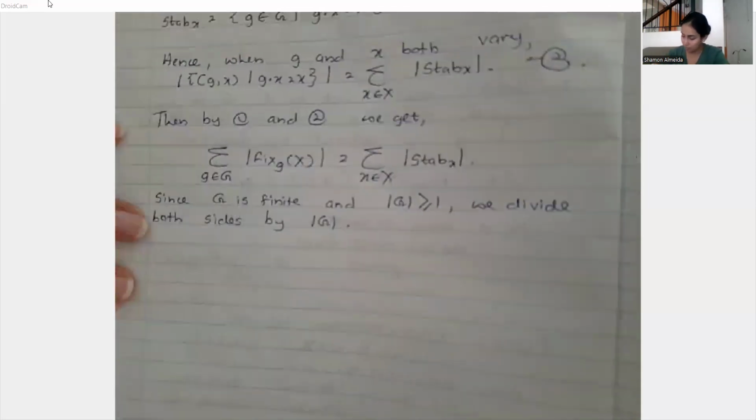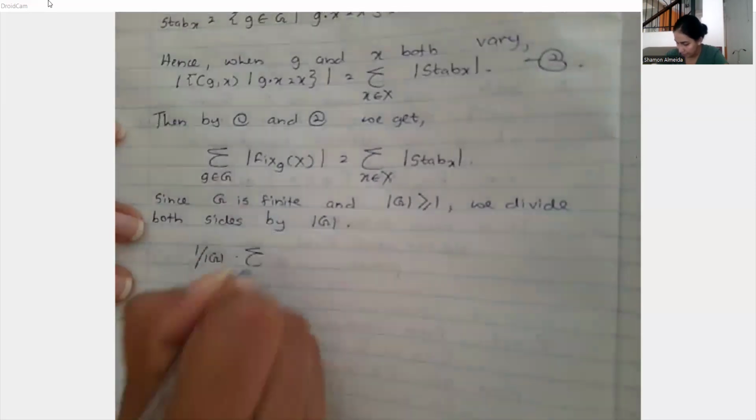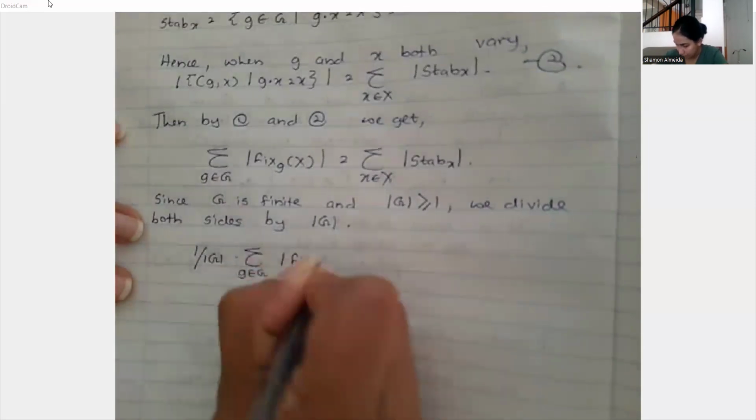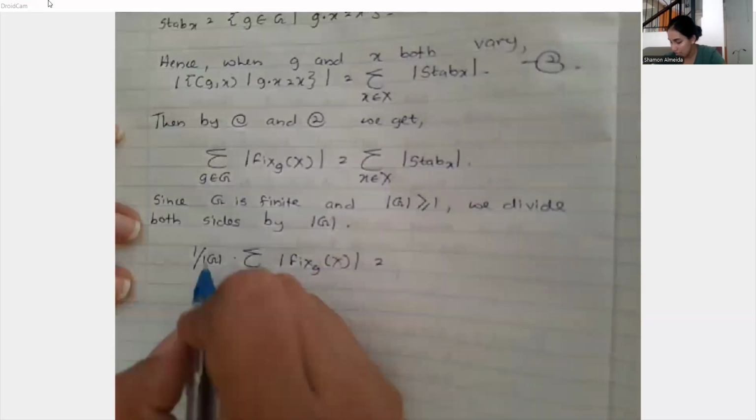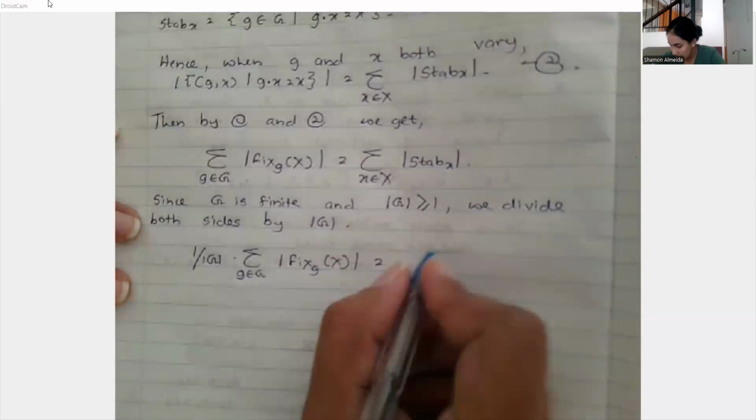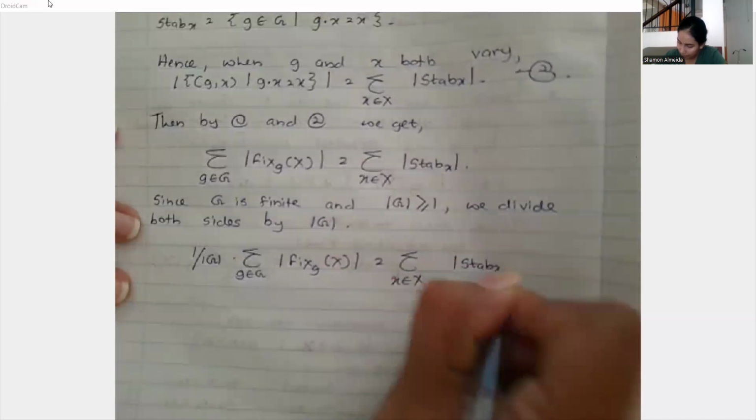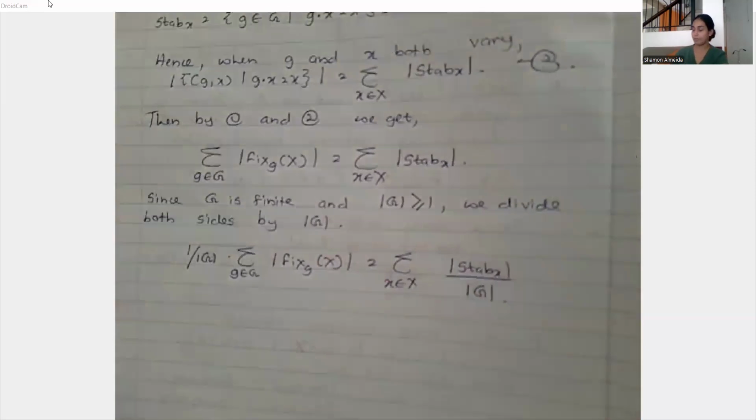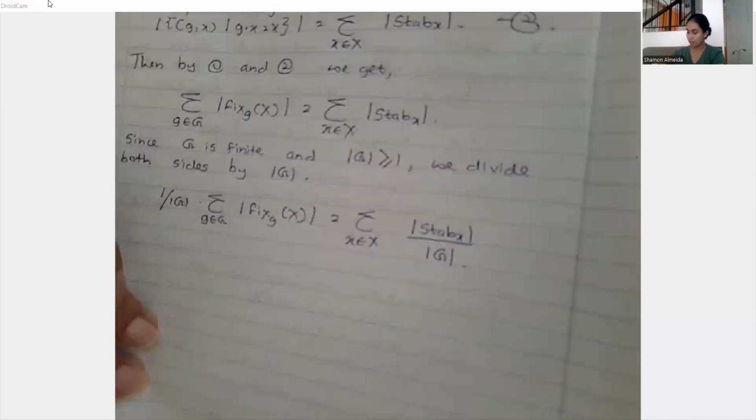We have 1 over the order of G, same as. Now, what I'm going to do is I will take the order of G inside this summation and write over the order of G. Right. Now, if we go back to the statement of the theorem, again, we are almost done now.